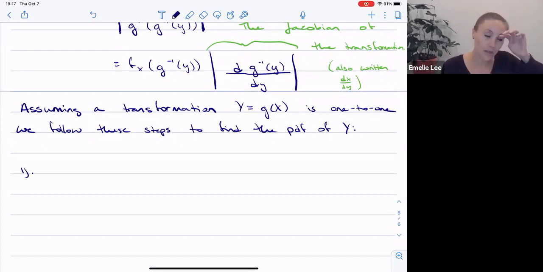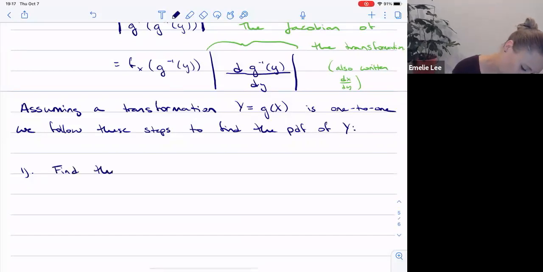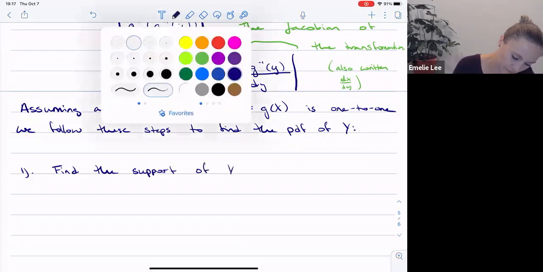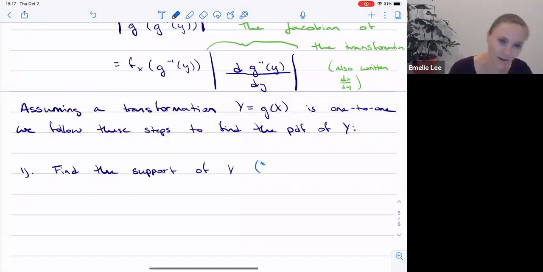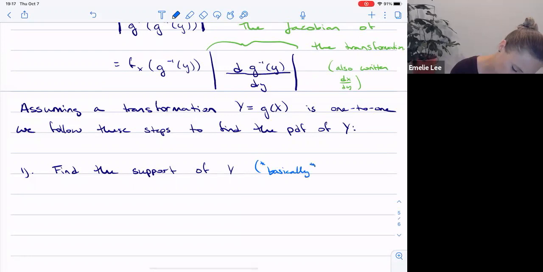So the first step is going to be to find the support of y. Now, we haven't used the term support, but it's basically the domain. Y is a random variable, so domain doesn't really apply, but we call it the support, and I think of it as the domain. So basically, what can I reasonably put into y? Find the support of y. That's basically, and I'm not comfortable saying it is, but I'm going to say that it's basically the domain.